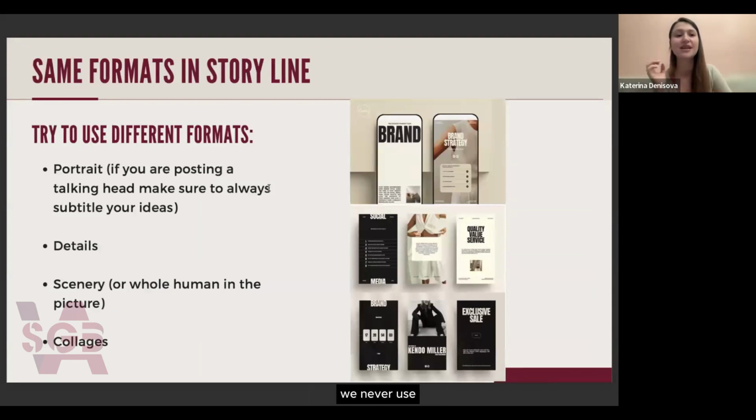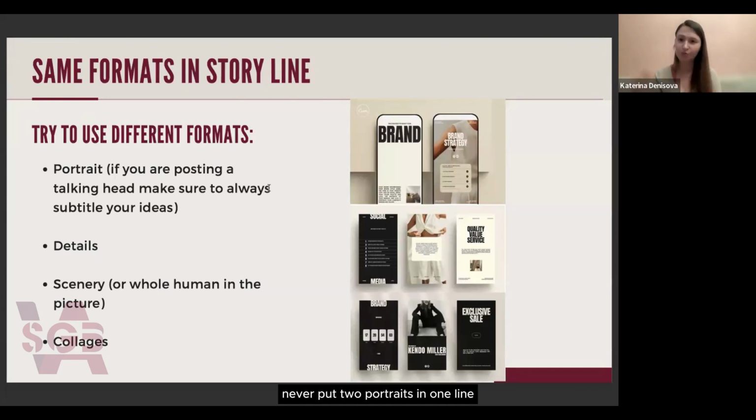We never use same formats in a storyline. We try to use different formats. The first story might be the portrait. The second story might be the details of the coffee shop where you are, for example. The next story might be a scenery or just whole human in the picture. And the fourth story might be a collage from different pictures. That's how we take attention of our subscriber, and he or she wants to know, oh, what story will be next? What's interesting will be next?